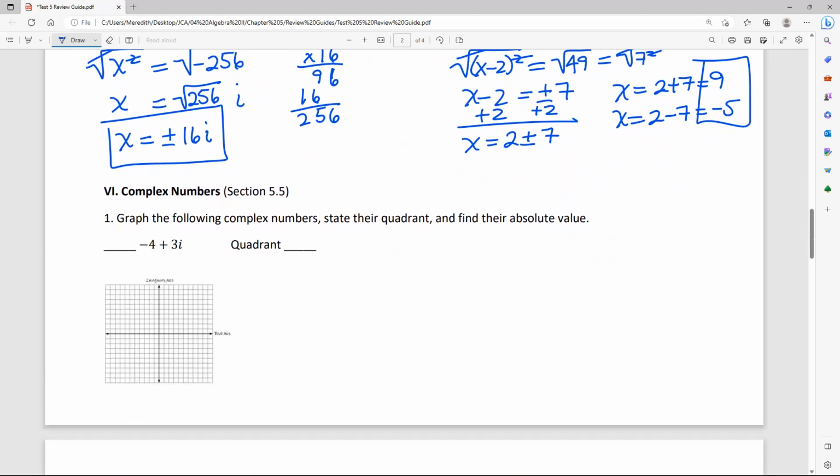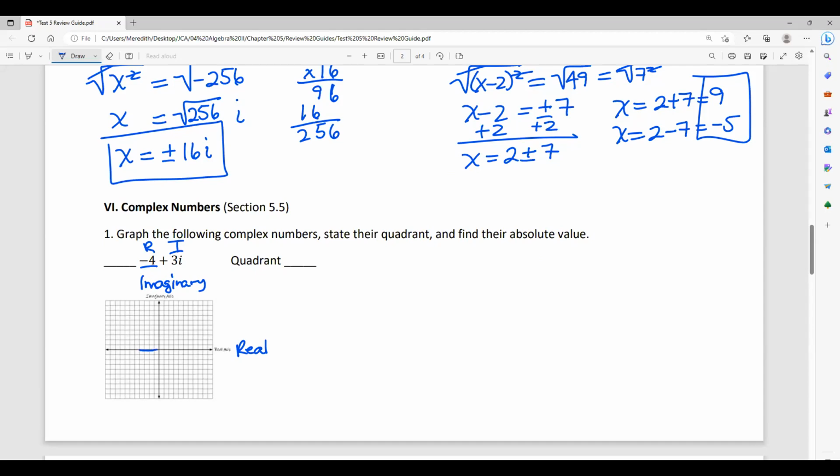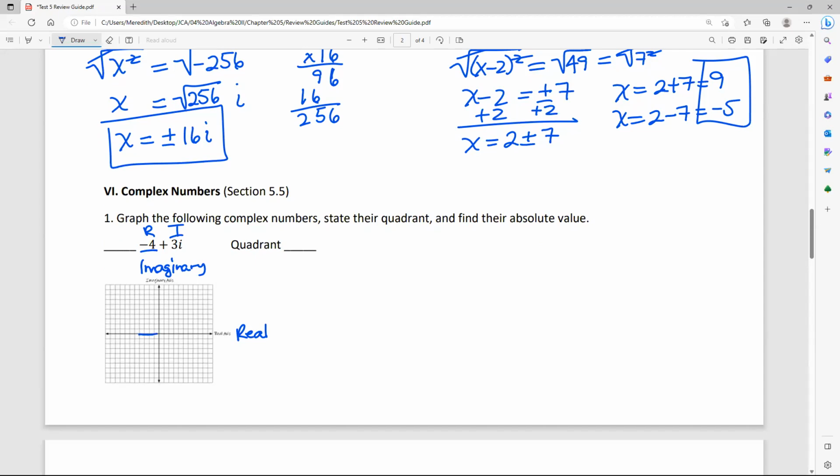All right, the last thing I'm going to do here is the beginning of complex numbers, and then we'll finish the rest of this tomorrow. Now, the important thing with graphing these, and I'm sorry, it's really kind of hard to see. This is your real axis, and this is your imaginary axis. This is your real term, and this is your imaginary term. In this case, real is -4, so we're going to go left 1, 2, 3, 4. And the imaginary is positive, so we're going up 1, 2, 3. So there is our point right there.